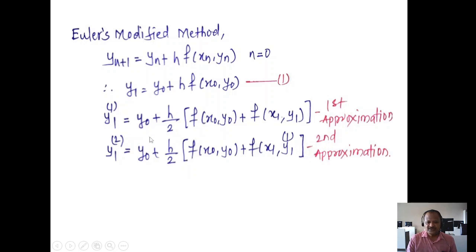Now, you have to compare both the formulas. This is the first approximation and this is the second approximation. y0 remains the same, plus h upon 2 is the same, into the bracket f of x0 comma y0. Both are the same, plus f of x1 comma y1. For this y1 you have to take new values. This y1 you have to find from Euler's method, and this y1 we have to take from the first approximation. Now, we will solve one example.